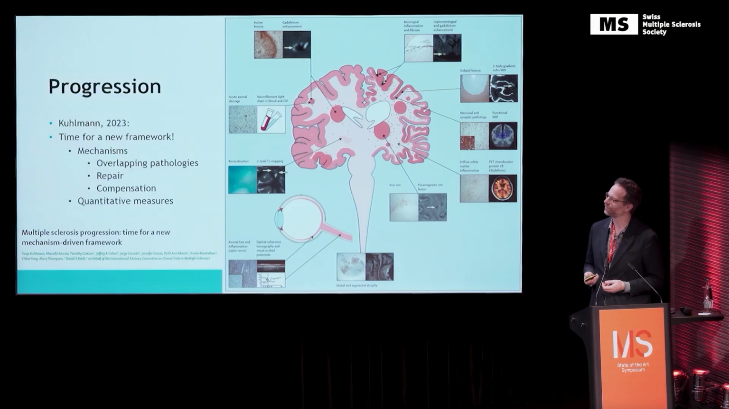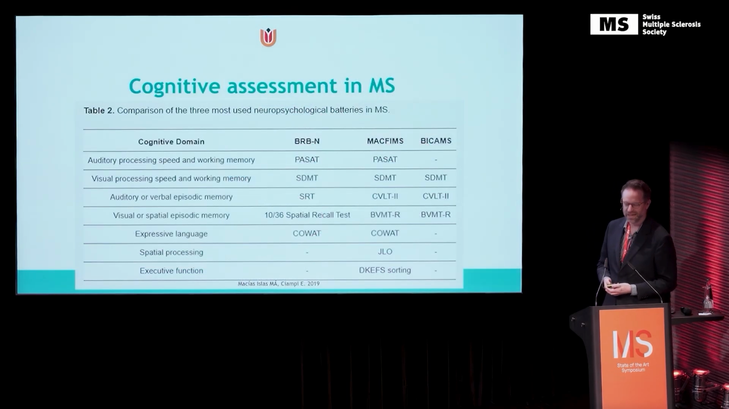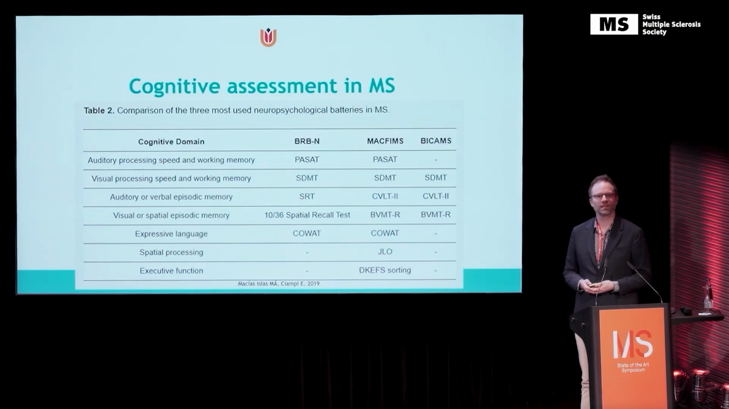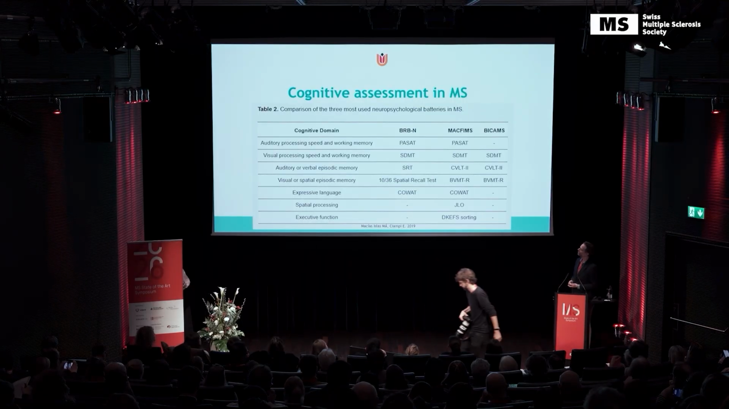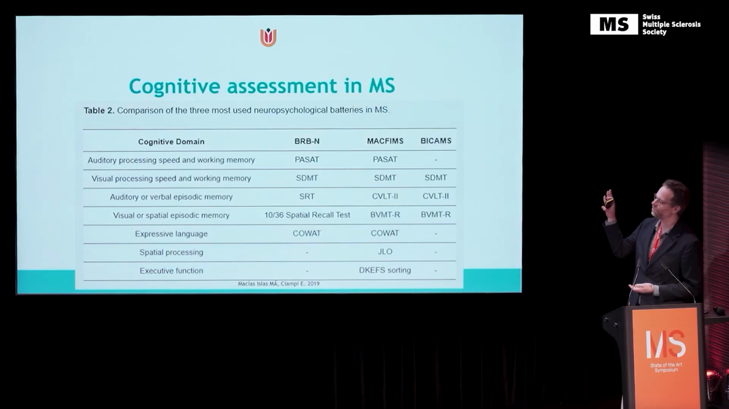So to begin, I wanted to mention how we actually measure cognitive impairment, cognitive function, cognitive decline in MS. There are three main approaches, at least in research, that we use nowadays.